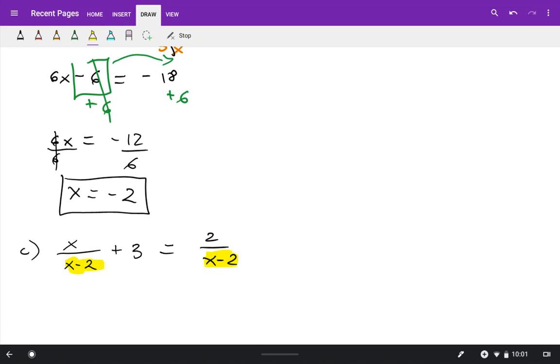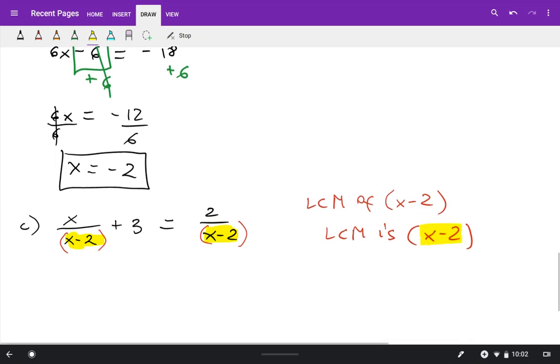So first what you need to do, you have to find the LCM, lowest common multiple, of the expression which you see in the denominator. I'm going to put that in parentheses, of x minus 2. Since there is only one expression, the lowest common multiple is just going to be x minus 2. So again, LCM is x minus 2. Okay, that's it. We only have one expression, so that's our lowest common multiple.